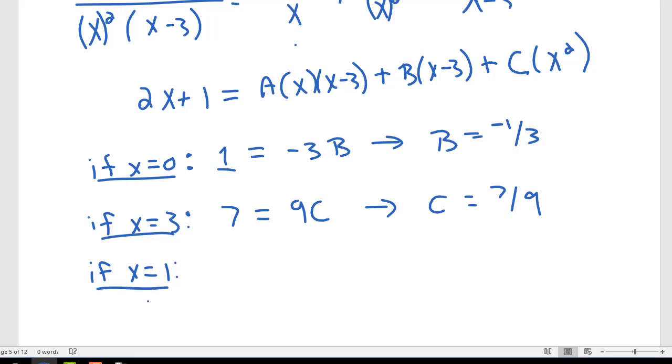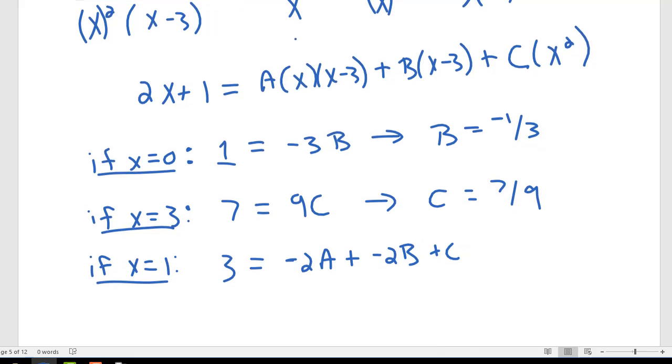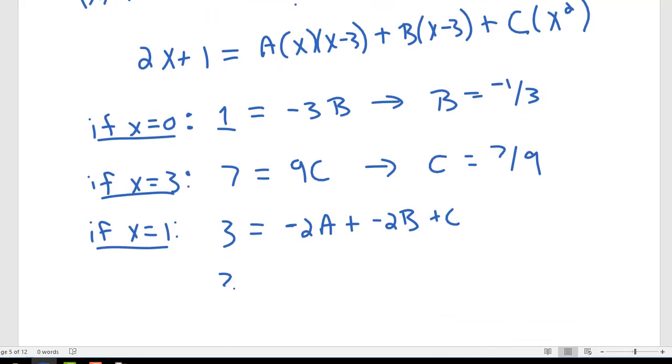So if I plug in x equals 1, on the left-hand side I get 2 plus 1, which is 3. And if I plug in x equals 1 over here, I'm going to get 1 times negative 2, so I get negative 2a. And if I plug 1 in here, I get negative 2b. I guess I just wrote that as a minus, right? And if I plug 1 in here, I get plus c. And if you think about this for a second, I know what b is. We just found that. I know what c is. We just found that. So I can plug those in and then find a.